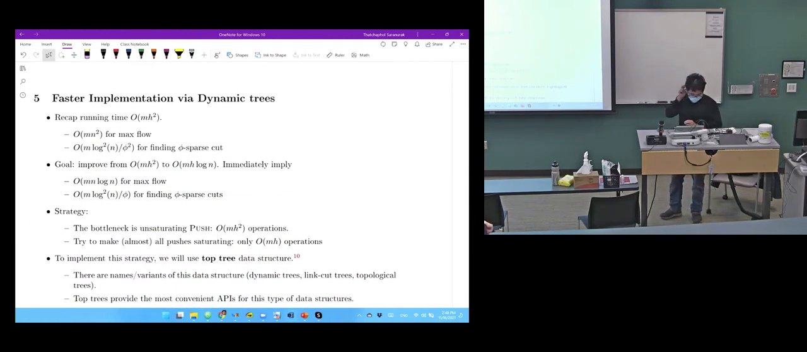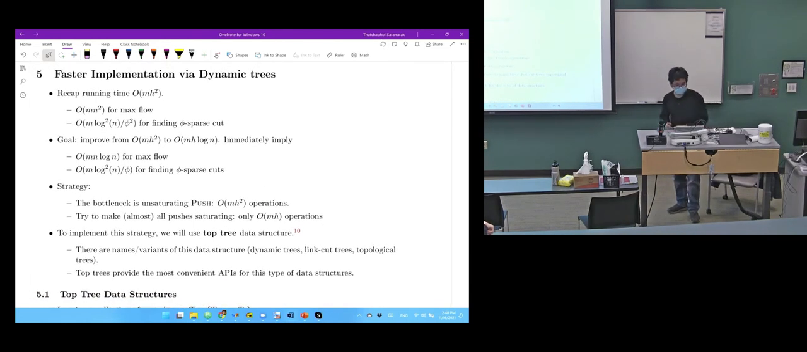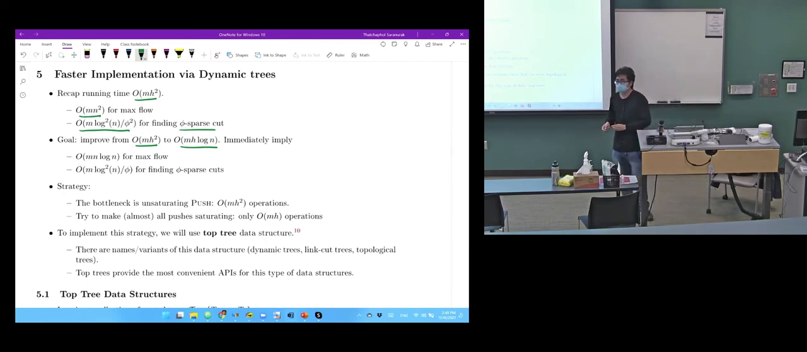I'm out of time. So to recap, the running time that we have so far is like m h square, which is m n square for max flow, and this much for finding a sparse cut. Actually, one can improve it to m h log n using dynamic trees. Normally, I don't see any class that teaches this, but because this is an advanced class and everyone should know about dynamic trees at least once, I would teach it.